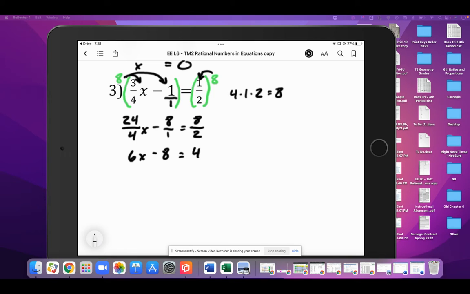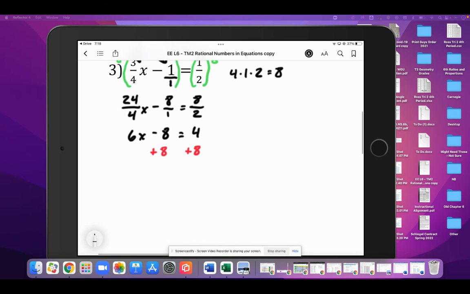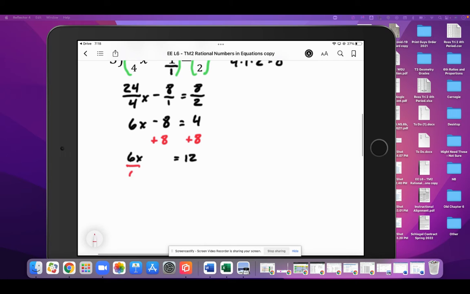And again, the way that I do this is I multiply both sides by a common denominator. So solving this, I get plus 8, plus 8, and I've got 6x equals 12. So divide by 6, and I get x equals 2.